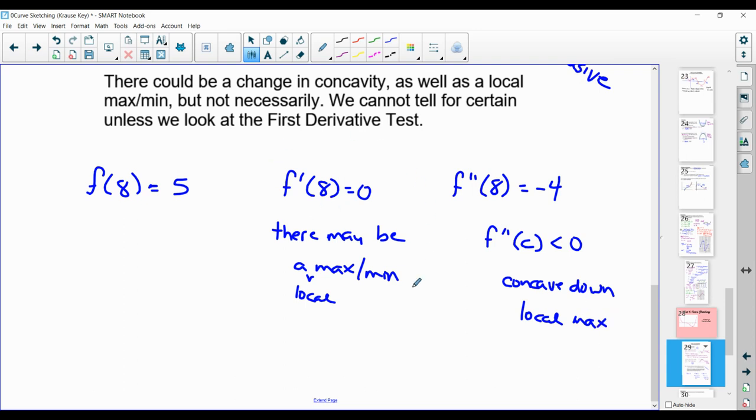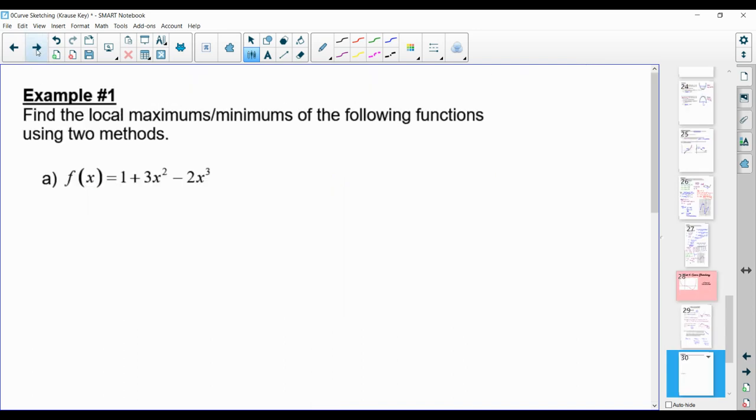So again, the first derivative tells us whether there may or may not be a max or min. The second derivative is what confirms that yes, there's a max or yes, there's a min. All right, so let's take a look at some examples here. The first question asks us to find the local maximums or minimums of the following functions using two methods. Our first method is going to be the first derivative test.